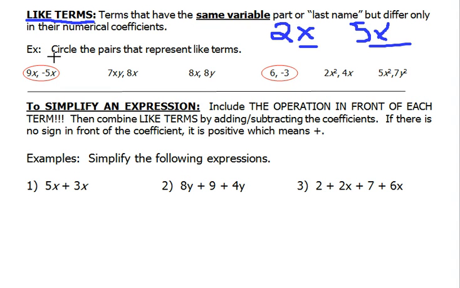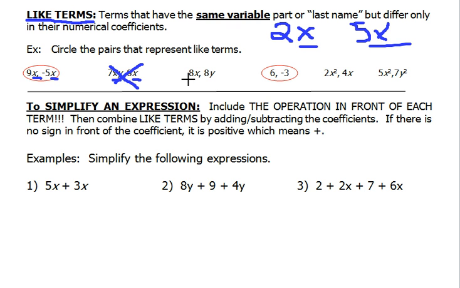The next example says circle the pairs that represent like terms. We've got 9x and negative 5x. Again, look at the variable part for the last name. The last name of this term is x, and the last name of this term is x. So I've circled this. These are like terms. If you look at the next example, the 7 has a last name of xy, and the 8 has a last name of x. They are not the same last name or do not have the same variable part. Therefore, these two are not like terms.